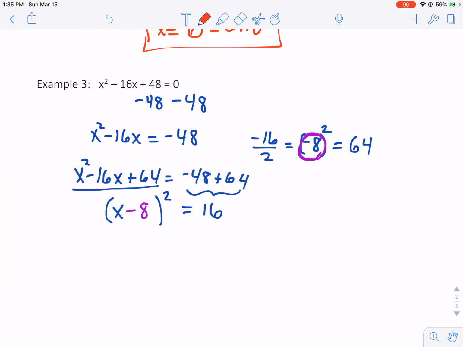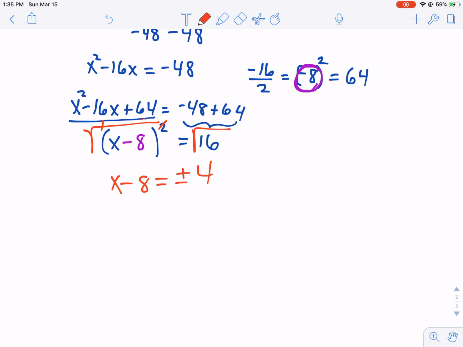All right, from here, square root both sides. The square and the square root cancel. That leaves me with an x minus 8 equals positive or negative, before I forget about it. And the square root of 16 comes out pretty. Comes out to be a 4.